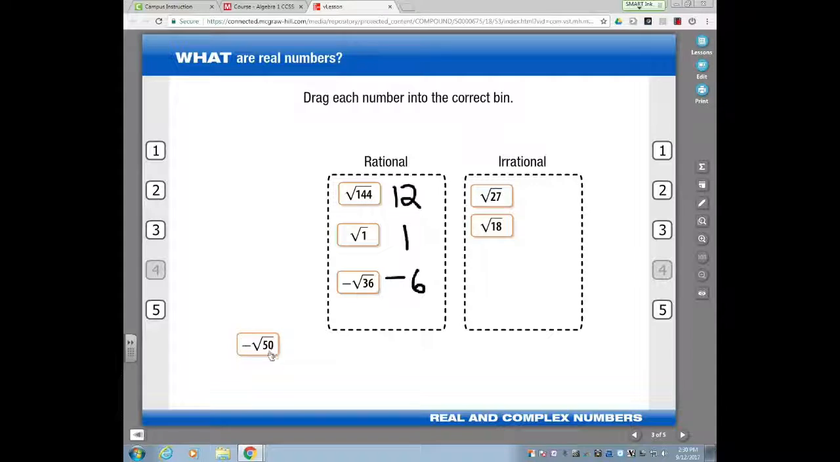The final example that we have is negative square root of 50. The square root of 50, if you type it into your calculator, gives you a decimal that does not terminate and it does not repeat. Therefore, it is considered irrational.